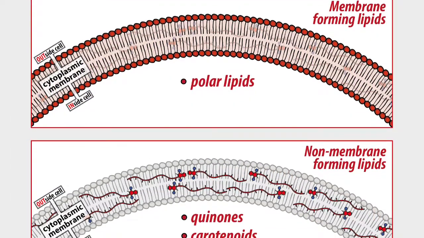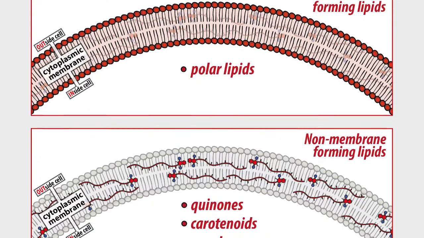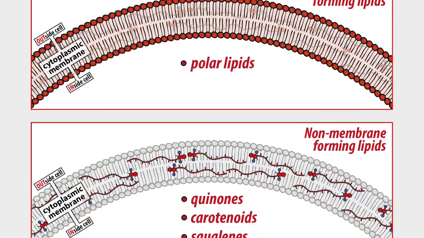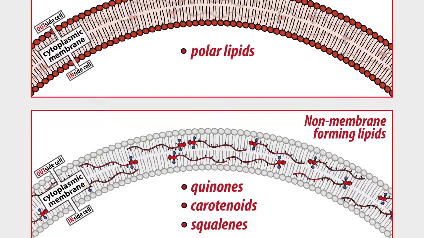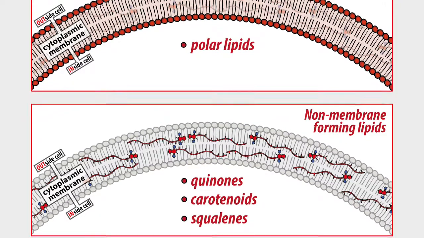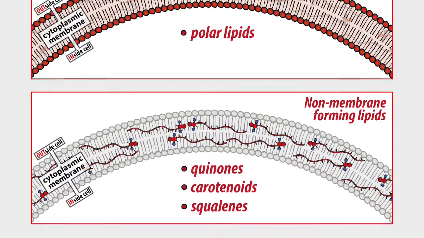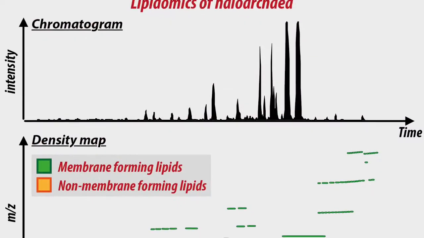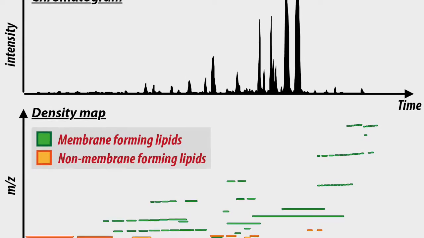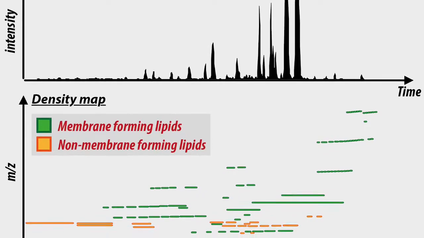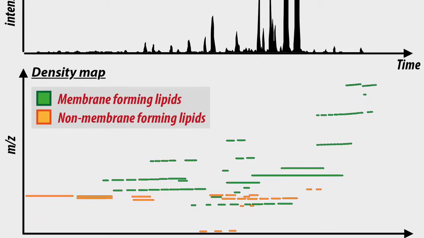In this study, we applied state-of-the-art HPLC-MS technology that allows us to quantify the relative abundance of bilayer-forming lipids, or polar lipids, simultaneously with non-bilayer-forming lipids, such as quinones, carotenoids, and squalenes. This technical advancement not only widens our analytical window, it furthermore allows us a direct comparison of membrane-forming versus non-membrane-forming lipids in a single analysis.